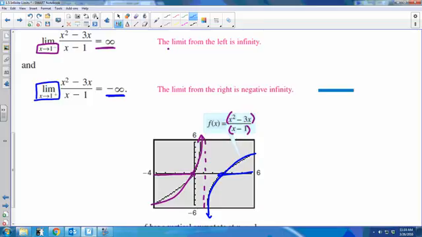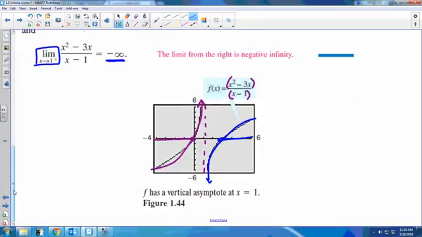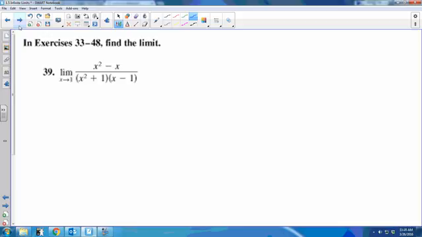With that being said, you should always try direct substitution first, or try to simplify the function first. That way you can see where those vertical asymptotes are, so you know what you're looking for. For example, here's the limit as x approaches 1 of x squared minus x divided by the quantity x squared plus 1 times the quantity x minus 1. If I try direct substitution, I put 1 in, I get 1 minus 1, which is 0, and we get 0 in the denominator. That's a problem.